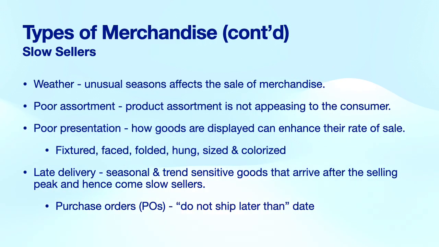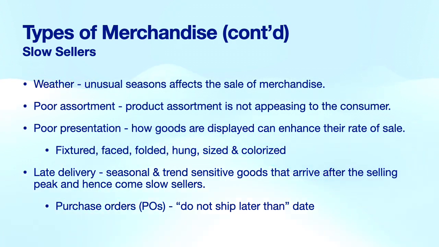Now your slow sellers. Some of the things that create slow sellers would be your weather. For example, you could have unusual seasons that affect the sale of merchandise. Let's say there's a milder winter. This may call for a price reduction of heavy winter coats. A poor assortment will also lead to slow sellers. When the product assortment is not appealing to the consumer, it won't sell.